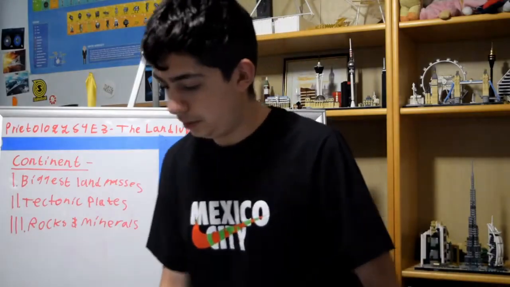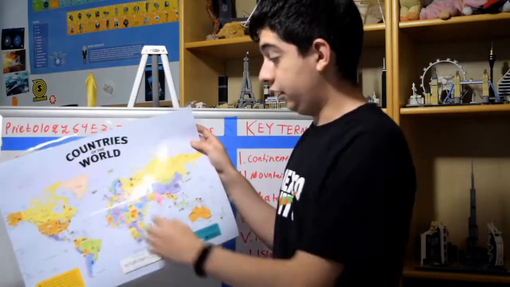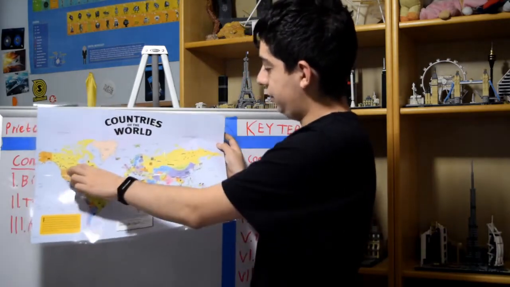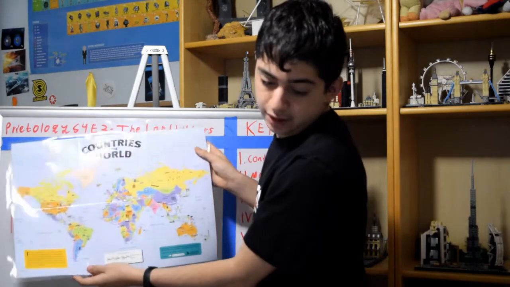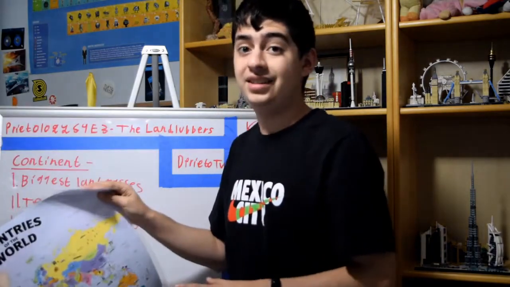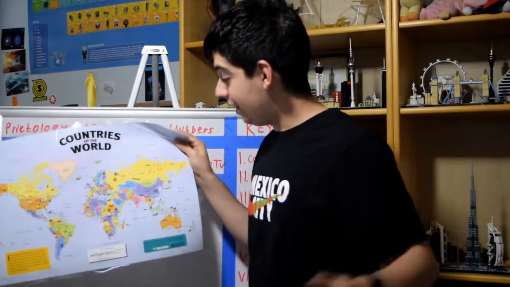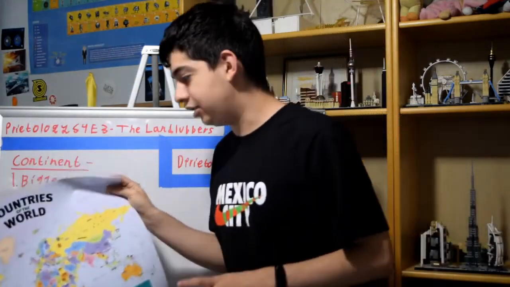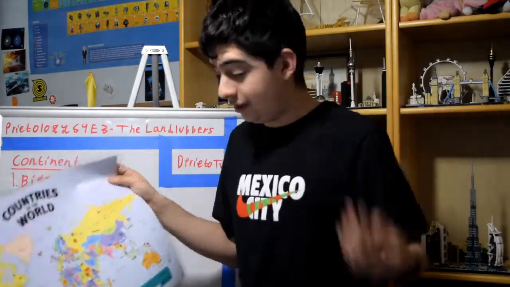Fun fact. Let's go back to our map. Europe, which is right here, North America, which is also right here, and South America. All those continents are able to fit inside Asia. That tells you how big Asia is. It's massive. It can fit Europe, North America, and South America in it.